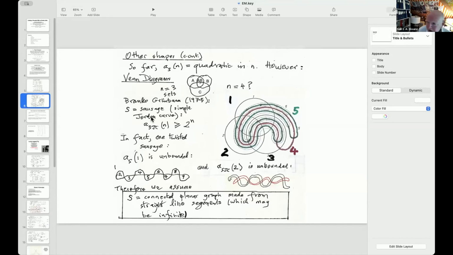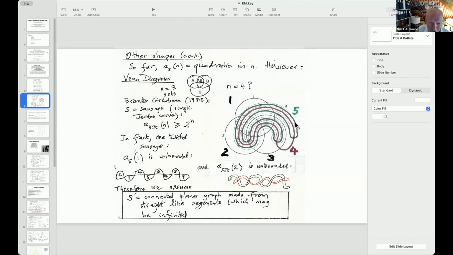This is from a paper of Branko Grünbaum in 1975. And he uses, I forget what he calls them. I call them sausages. They're simple Jordan curves, like sausages. A circle is a Jordan curve, of course. And we take 3 circles. For the 4th curve, it's drawn in red here, and it's a sausage shape, and it goes around, and it meets all of the previous regions.